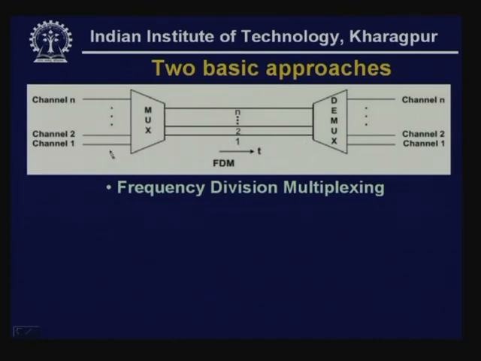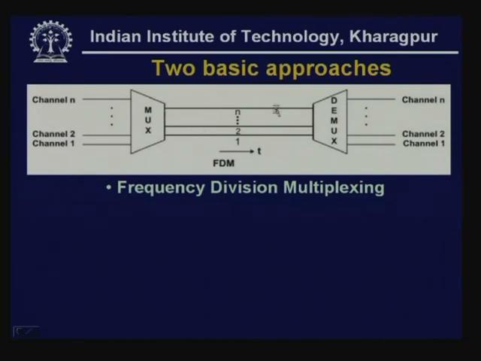So, here the n channels are multiplexed and you are creating a frequency division multiplexing, and here we are sending all the n different signals simultaneously, and obviously they should be at different bands, so that one does not mix with another, and at the other end again by using filtering we can separate out the different channels, say channel 1, channel 2 and channel n. So, this is frequency division multiplexing. Here everything is being sent in parallel.